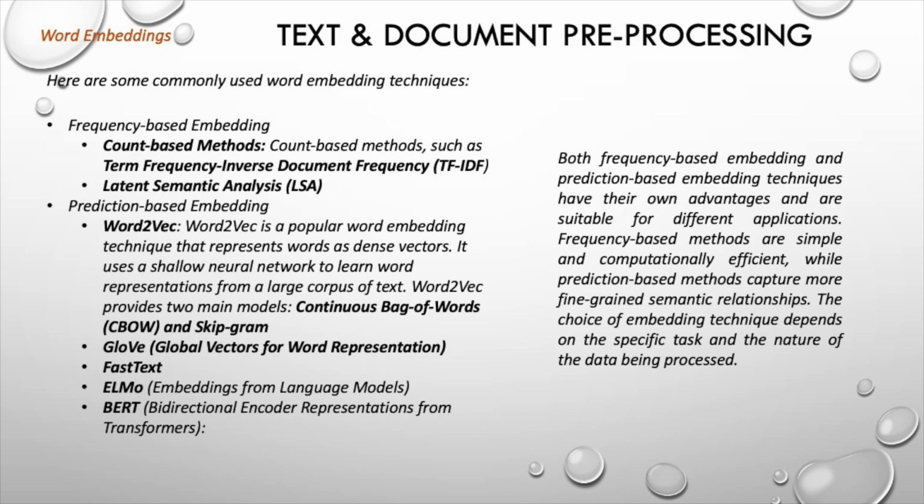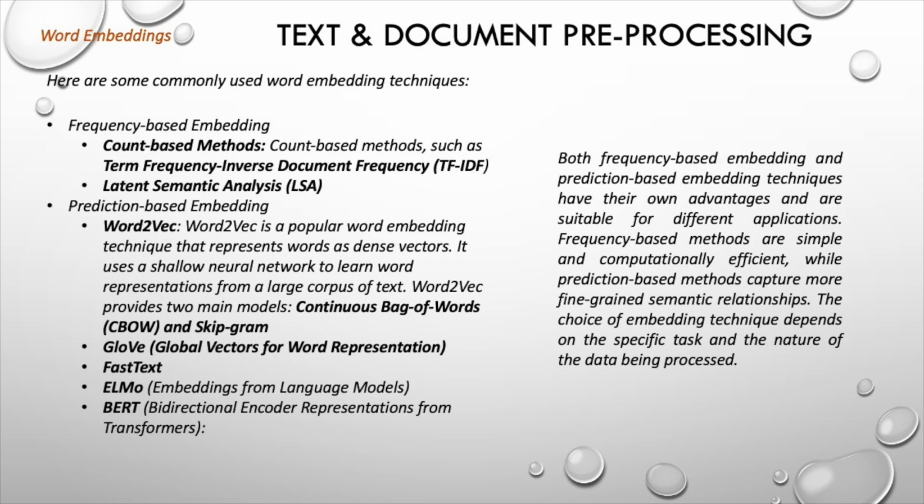GloVe, global vectors for word representation, is another widely used word embedding technique. It leverages both global and local word co-occurrence statistics to construct word vectors. GloVe training involves factorizing a word co-occurrence matrix to learn word representations that capture word similarities and relationships.